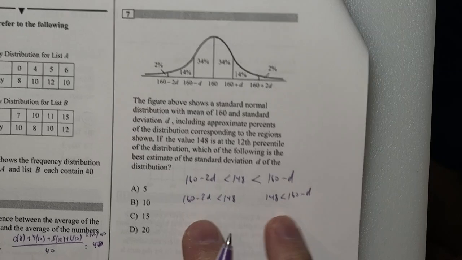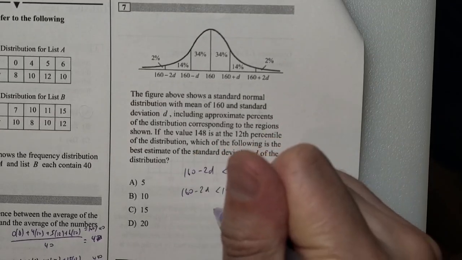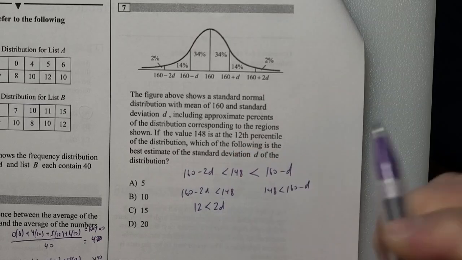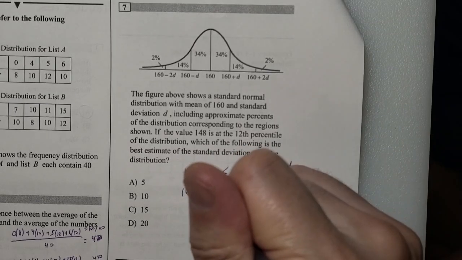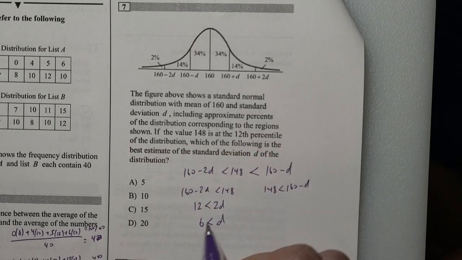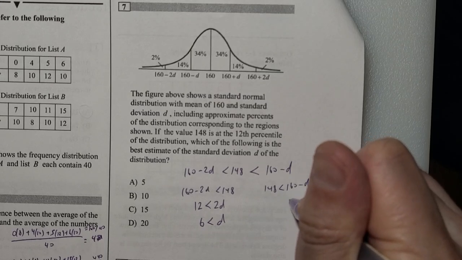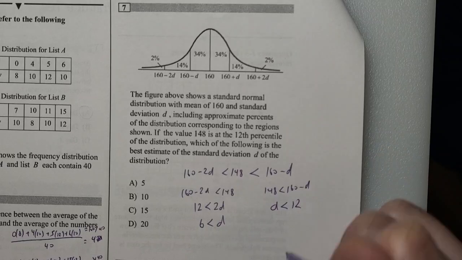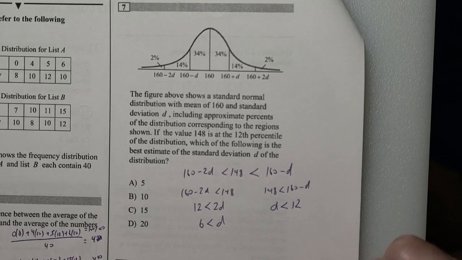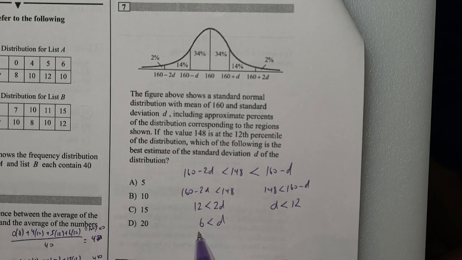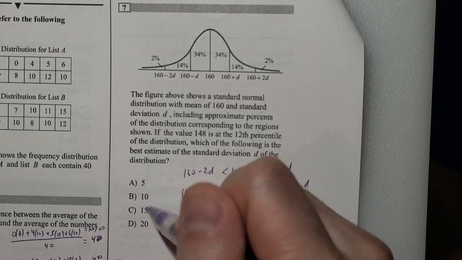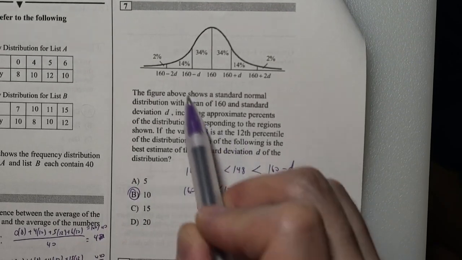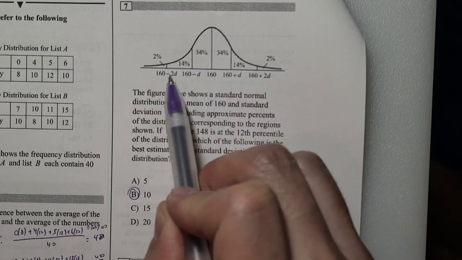Okay, so this would be 12 is less than 2d. So 6 is less than d in this branch. And then over here, it would be d is less than 12. Okay, so d is greater than 6 and less than 12. The only answer is B. Okay, so the key here was this is at the 12th percentile. So somewhere here, which is between these two.